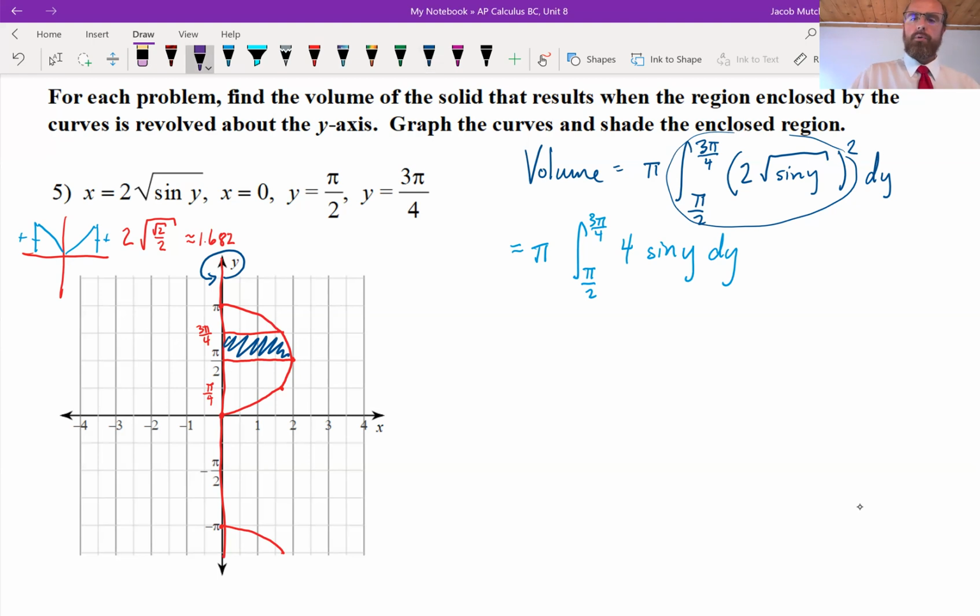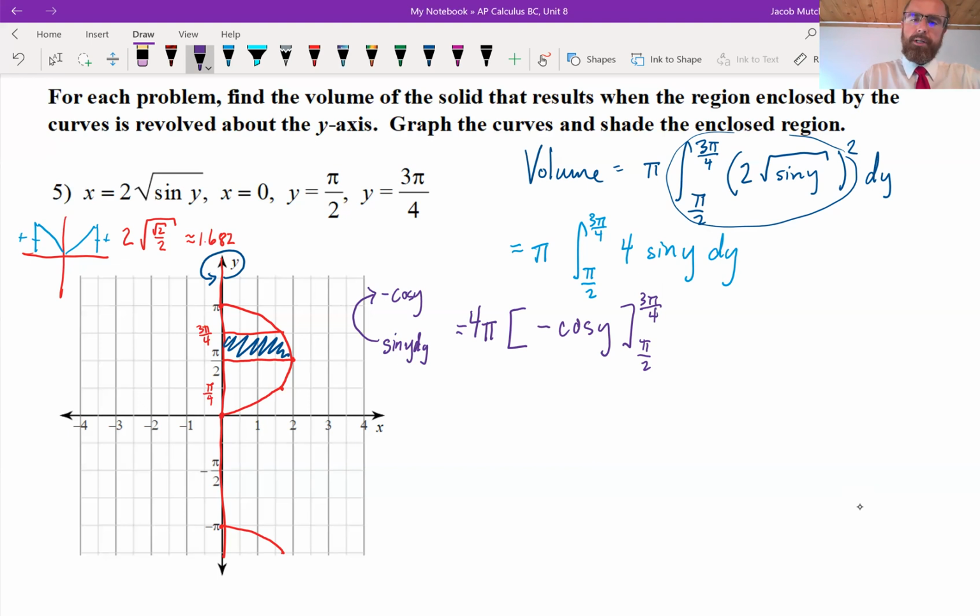So now at this point, we're going to write pi again. I'm also going to let the 4 pass through the integration. It's just a constant coefficient. Then I want to consider what is the antiderivative of sine of y dy. That's definitely going to be negative cosine of y. It's got to be negative because the derivative of cosine of y, the positive version, is negative sine of y dy. So if I have positive sine y dy for my integrand, I need negative cosine of y for my antiderivative. And we're going to evaluate from pi over 2 to 3 pi over 4.